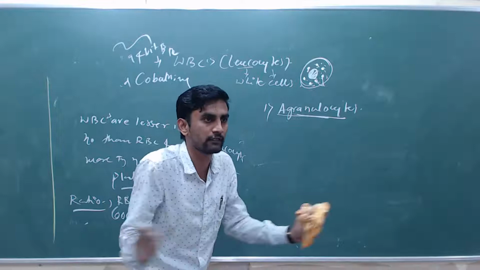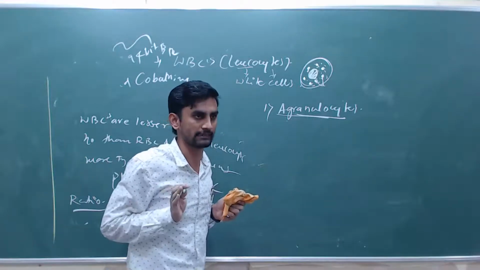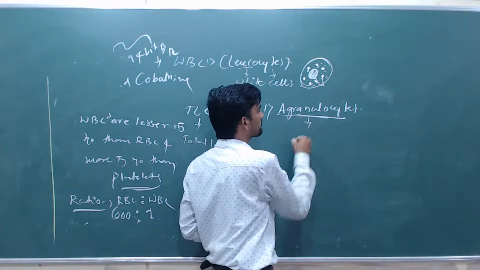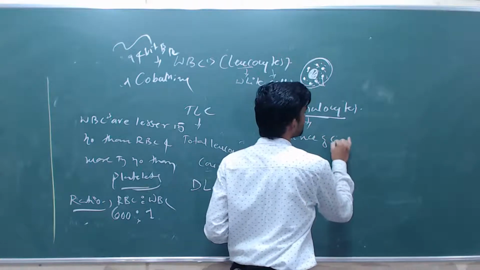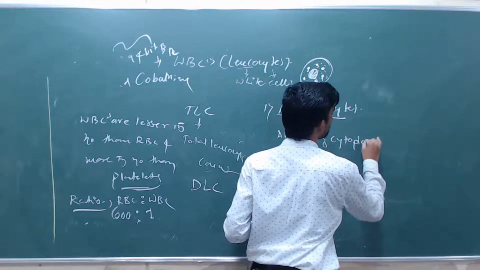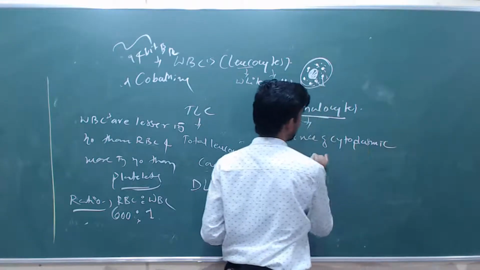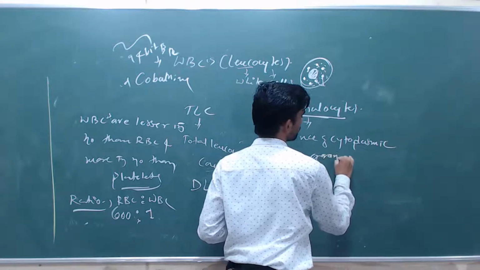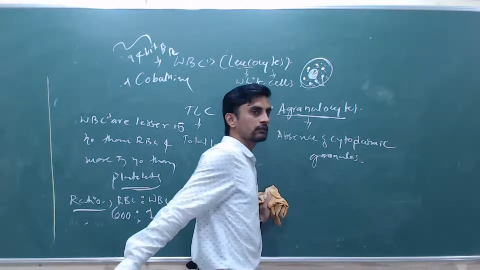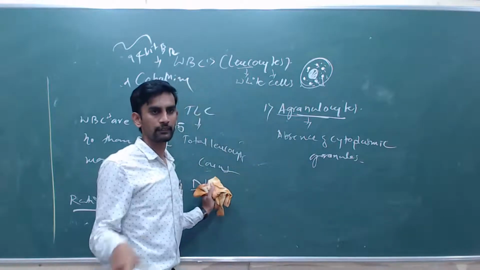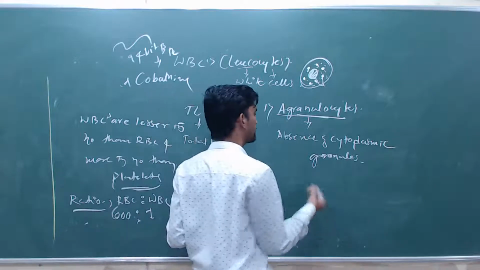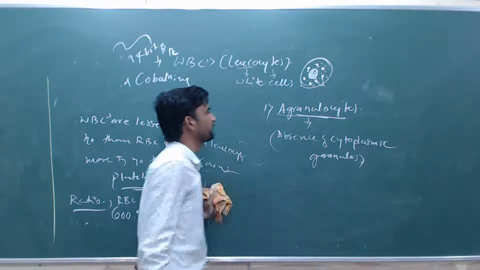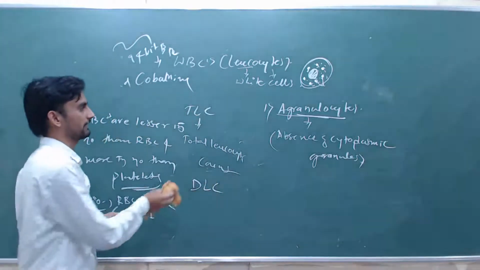On what basis do we call the two different types of WBCs? Granulocytes and agranulocytes: presence or absence of cytoplasmic granules. You have already taken one chart in which you have drawn everything, the WBC count and two different types. In that, write it down separately, starting from the agranulocytes.